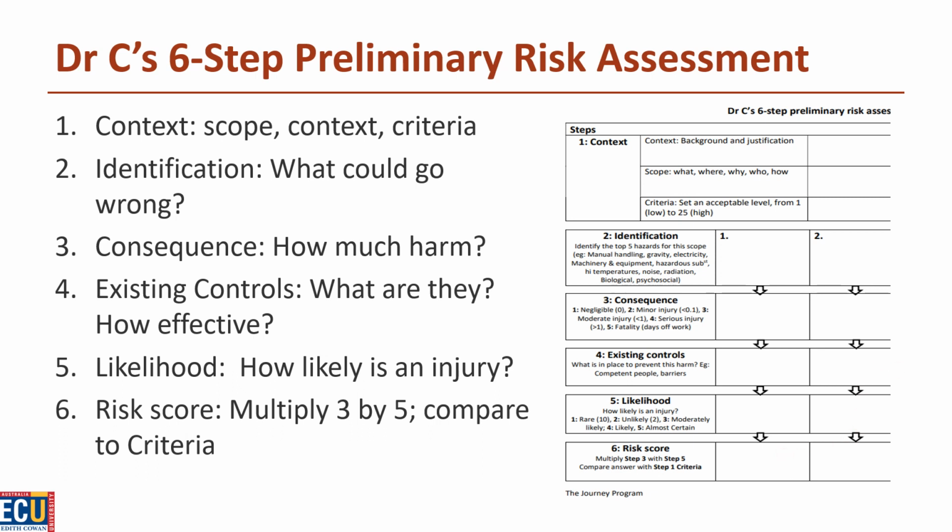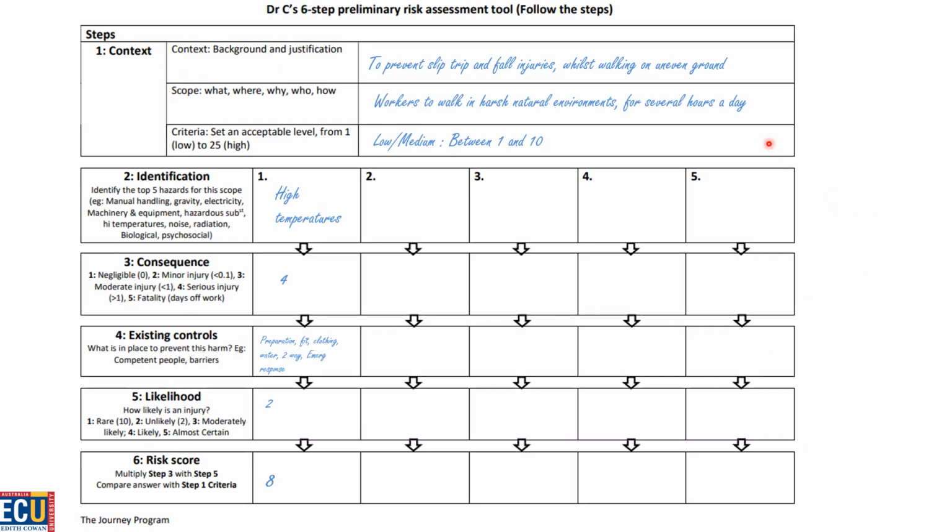Okay, so let's have a look in practice as an example. In our example, our context is that we want to prevent slip, trip and fall injuries whilst walking on uneven ground. So already we've got a pretty good idea about what our risk assessment is going to be about. Our scope is workers walking in harsh environments for several hours a day. Basic, easy to understand. We just write in there our scope.